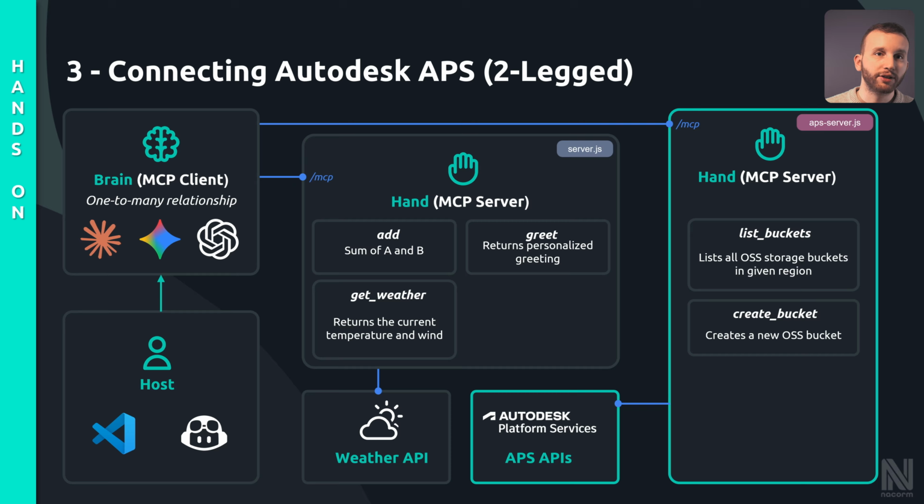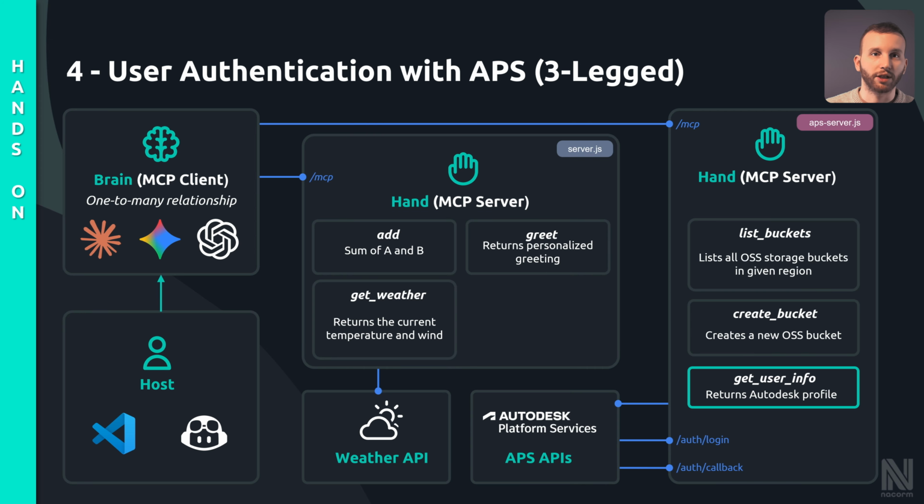Part 4 adds user-level authentication to the same APS-server.js. The server now has 2 additional routes: /auth/login and /auth/callback. And there is a new tool, getUserInfo, which returns the Autodesk profile of whoever is logged in.